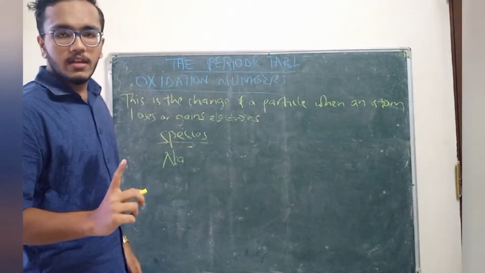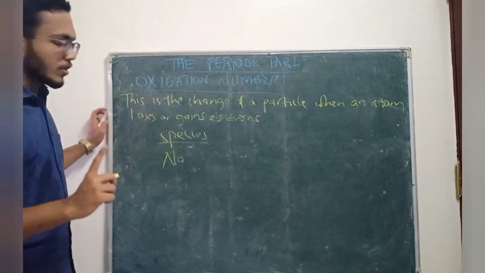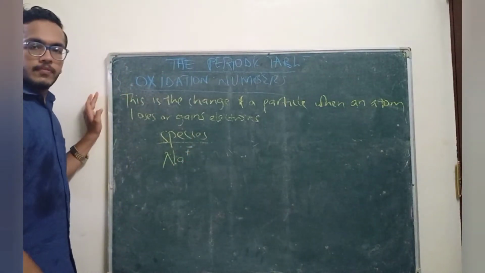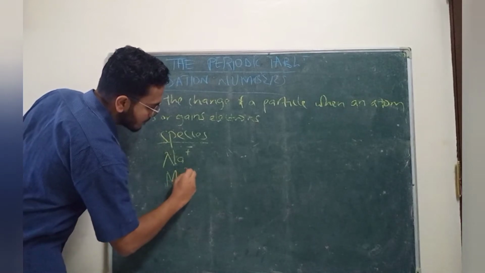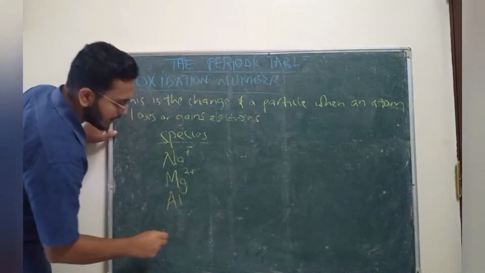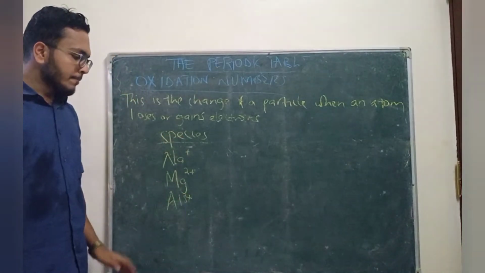How many electrons does a sodium atom lose to form a sodium ion? 1 electron, so it becomes positively charged. Sodium ion, positive. Magnesium loses 2 electrons, so magnesium becomes 2 positive. Aluminium loses 3 electrons, so it becomes aluminium 3 positive.